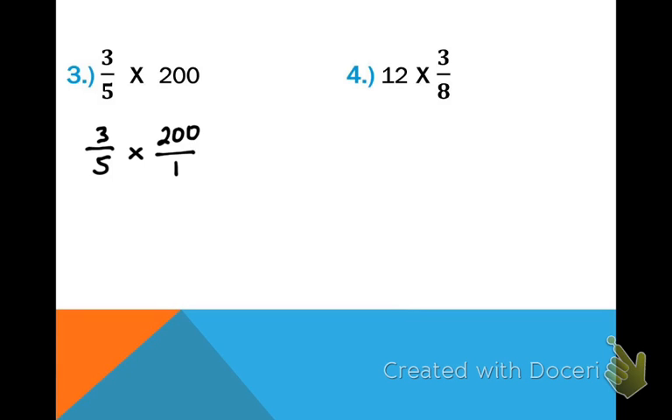How many of you guys have heard about cross-reducing before? This is what the deal is. You can cross-reduce things that are diagonal of each other, okay? Look at a 5 and a 200. Can a 5 have anything that goes into it that can also go into a 200? Yes, what can? A 5. A 40 does not fit into a 5. A 5 can fit into a 5, and a 5 can fit into a 200.